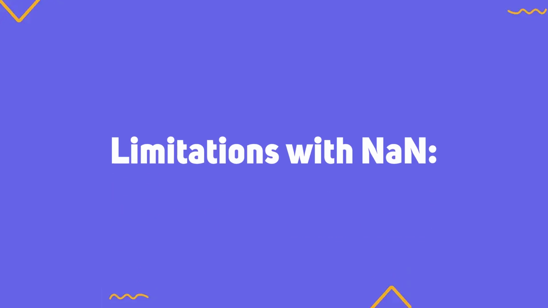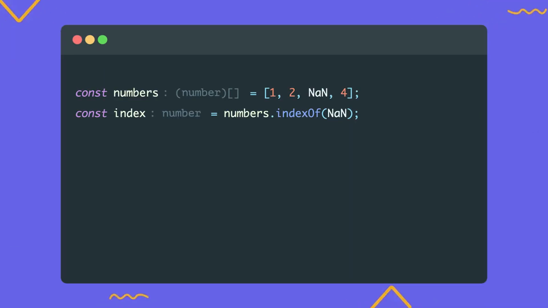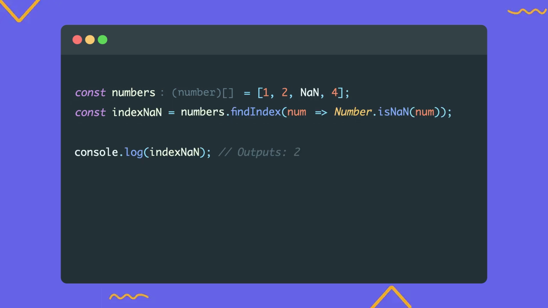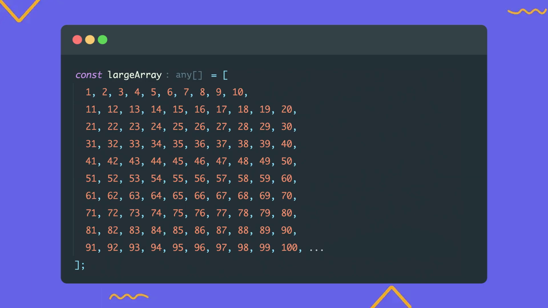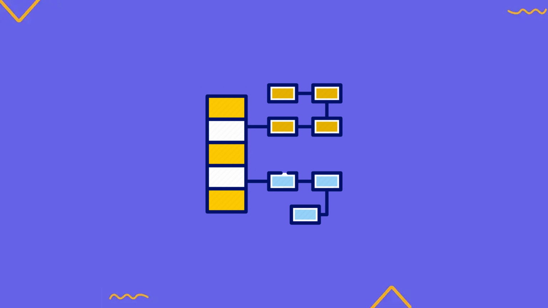Limitations with NaN. indexOf cannot correctly locate NaN values. This is because, according to JavaScript specifications, NaN, not a number, is not equal to itself. If you try to find NaN in an array, it will return -1. If you need to locate NaN, you can use the findIndex method. Scalability. When working with large arrays, indexOf may be less performant, as it iterates through elements one by one until it finds a match. For large datasets or frequent searches, consider using alternative data structures like hash tables.